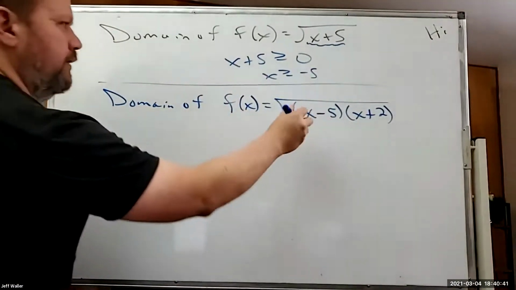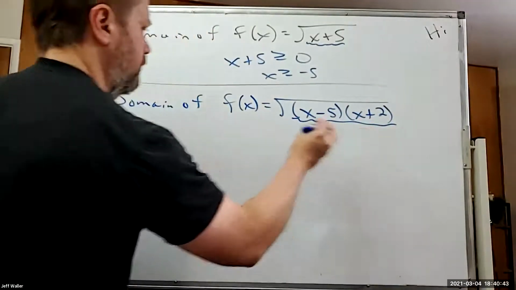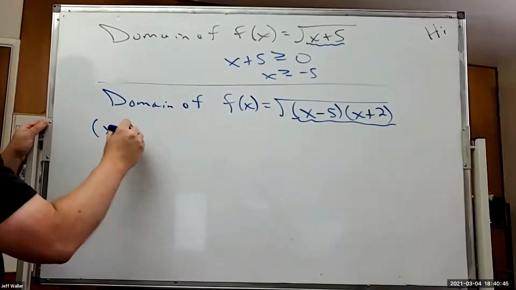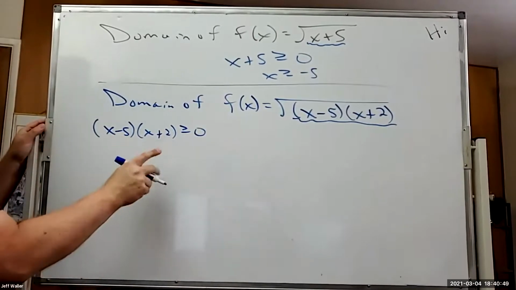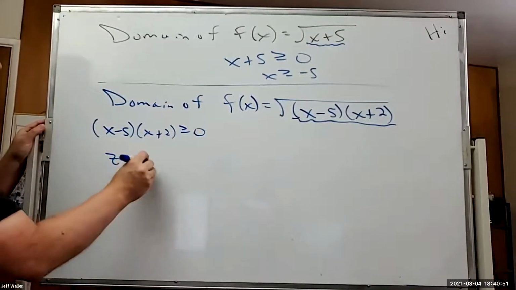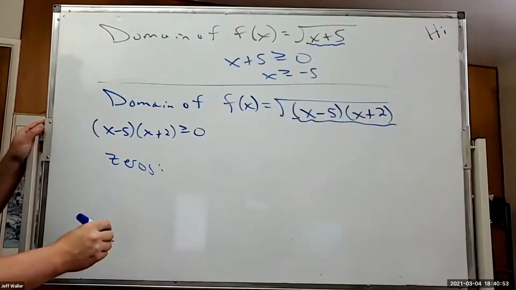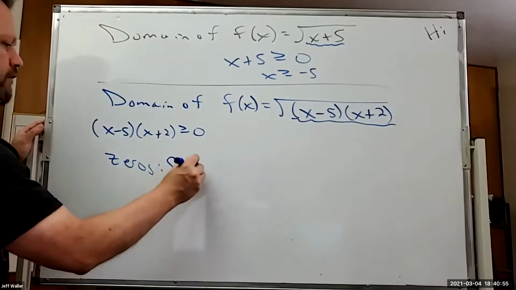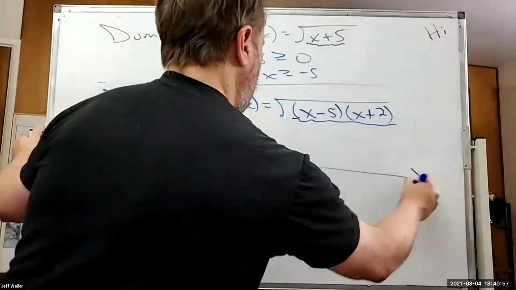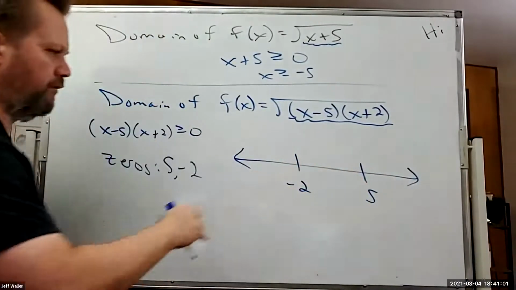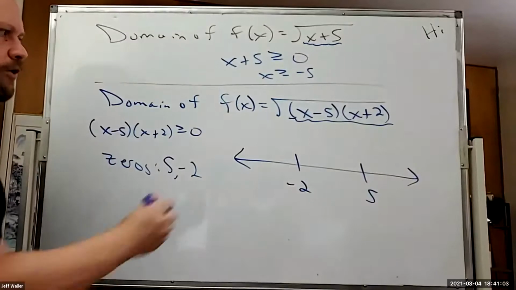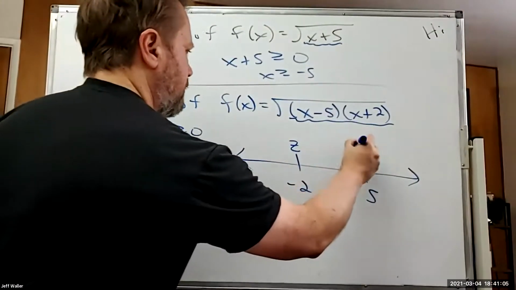So where is this 0? I do want to solve this greater than or equal to 0, right? So where is it equal to 0? Where are the zeros? 5 and -2. Now watch what I'm going to do. I'm going to make a chart. Thankfully, put them in the right place. So it's 0 here and it's 0 there.